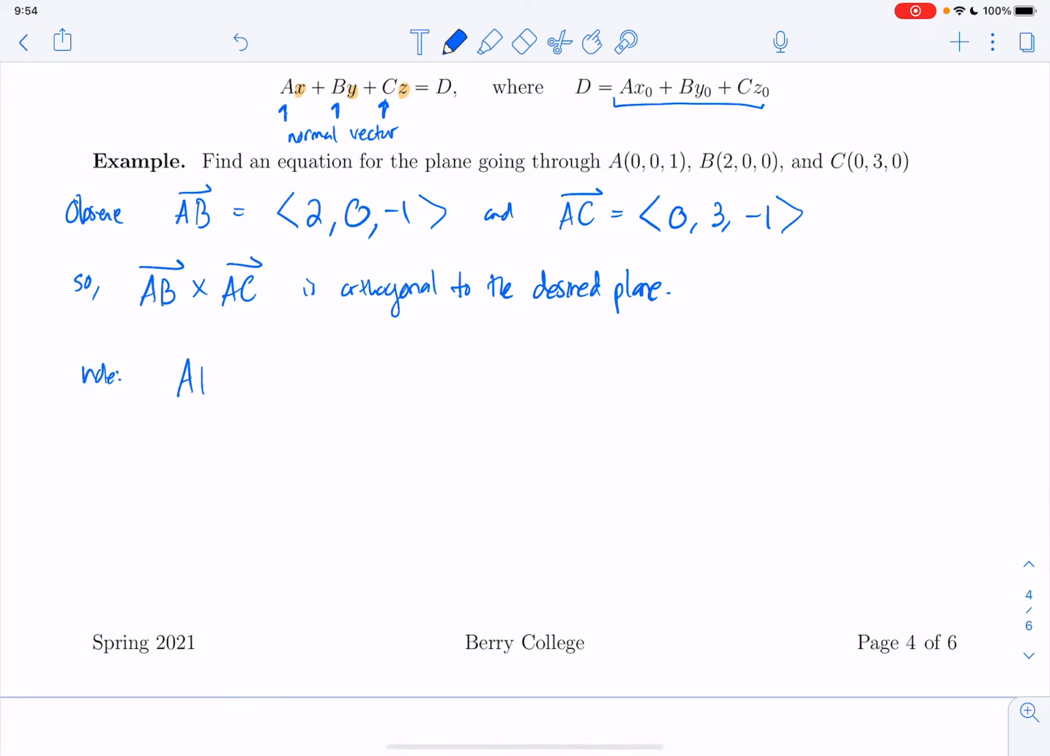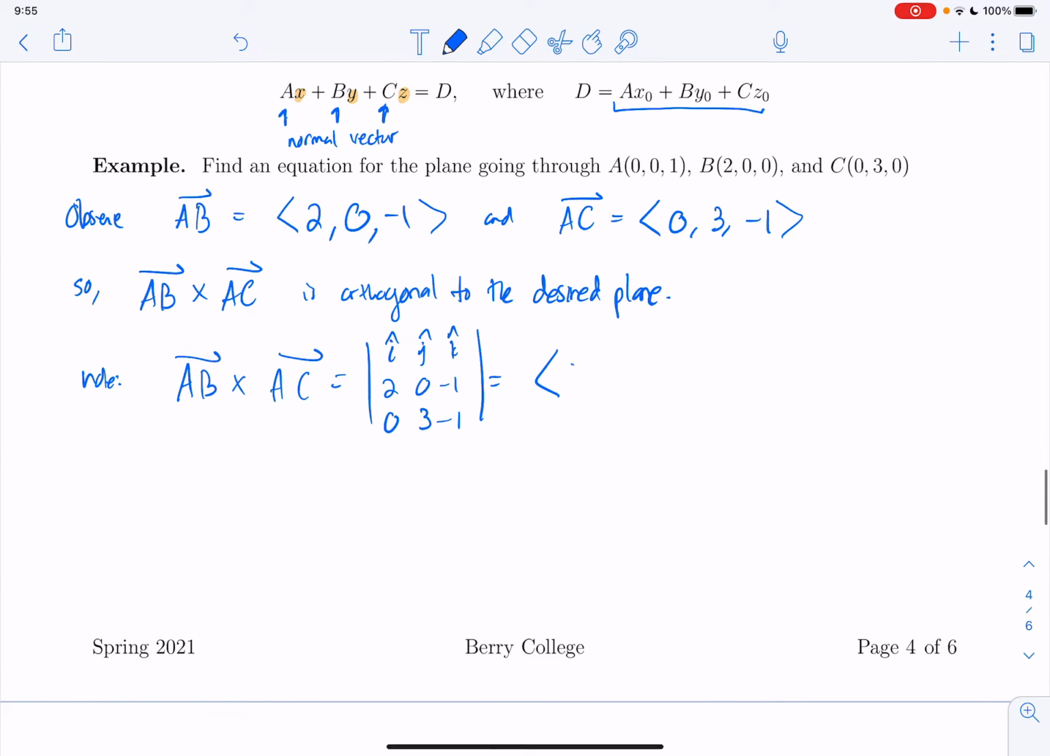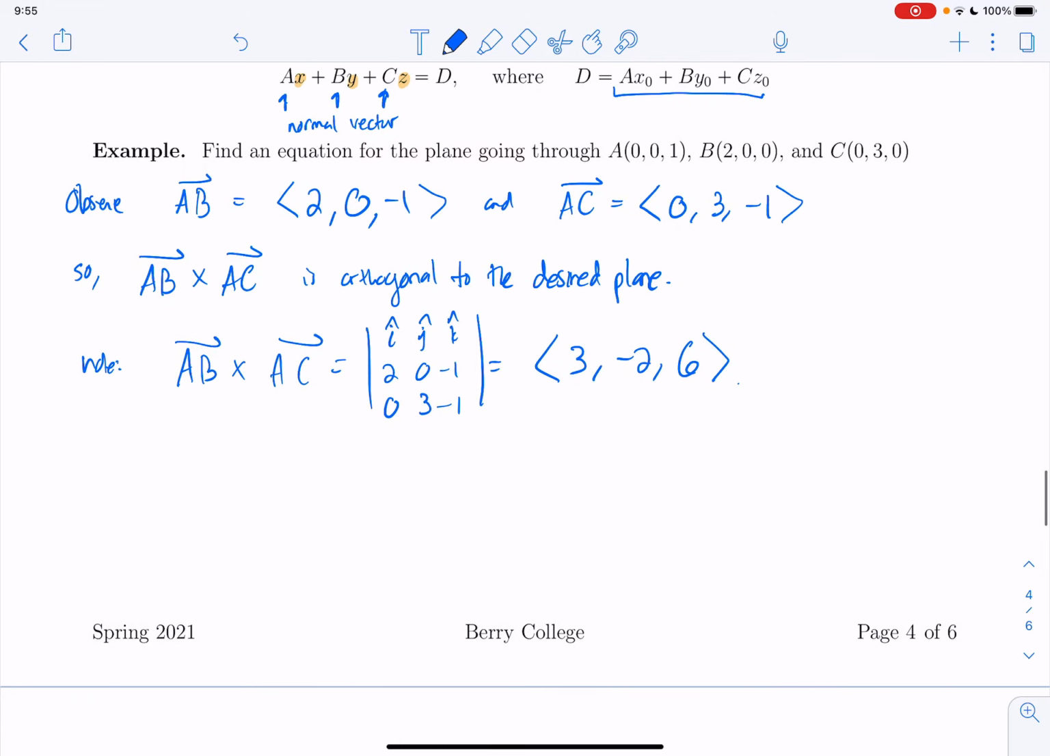Note that AB cross AC is equal to the determinant of i, j, k, along with AB, which is 2, 0, negative 1, and AC, 0, 3, negative 1. So this is going to give us the vector 0 minus negative 3, that's positive 3; negative 2 minus 0, that's negative 2; and 6 minus 0 is 6. So this is our normal vector.